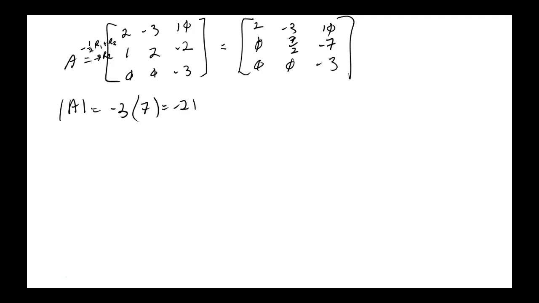Yes, product of the main diagonal. And you see, here's why I don't mind that 7/2 too much. 2 times 7/2 is 7. Times negative 3 is negative 21. Ding, ding, ding, we got the same answer with one elementary row operation.